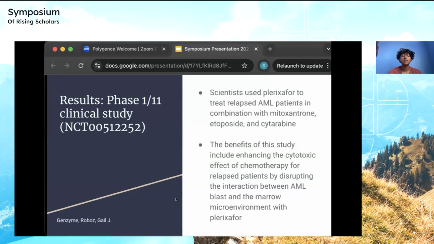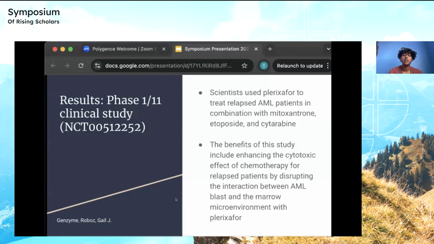And this is the last clinical study that we're analyzing, and it's a phase 1/2 clinical study also conducted by Gail J. Robaz. In this study, the scientists used Plerixafor to treat relapsed AML patients in combination with mitoxantrone, etoposide, and cytarabine. The results of this study yielded a 39% complete remission rate and a 2.5 times mobilization of AML blasts with no preferential mobilization over healthy cells.